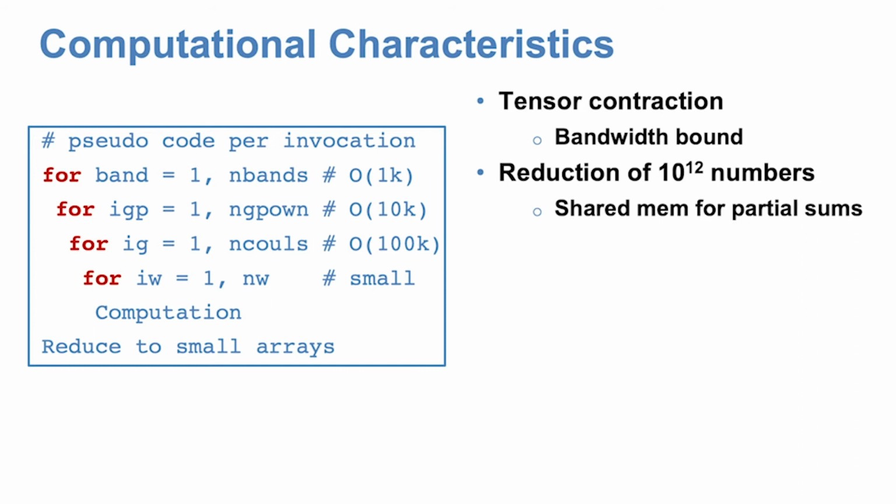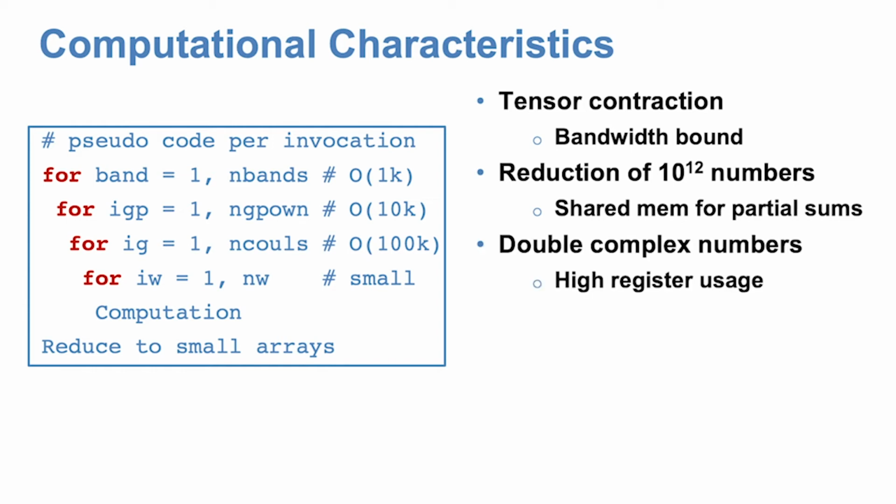This reduction of trillions of numbers in each kernel requires some storage of the partial sums, and we have been using the shared memory for this. On average, we use 32 to 48 kilobytes of shared memory per thread block, and this has been one of the factors that limit our occupancy. The other factor is our register usage. Because we use double precision complex numbers, and our kernel is very long, we use 80 to 90 registers per thread, and this has been further limiting our ability to hide the latency.